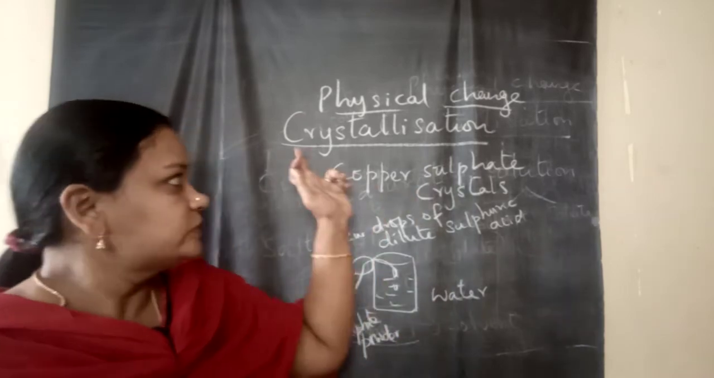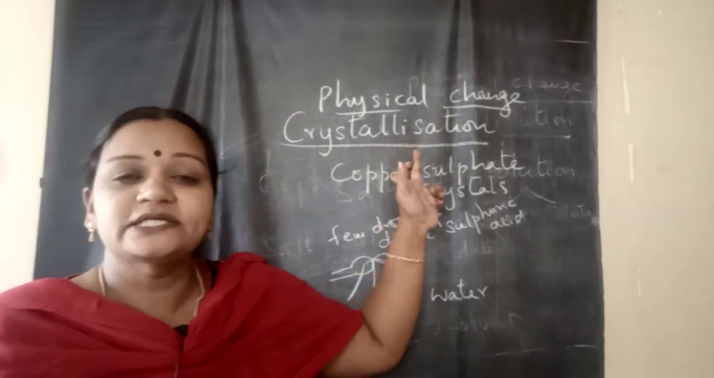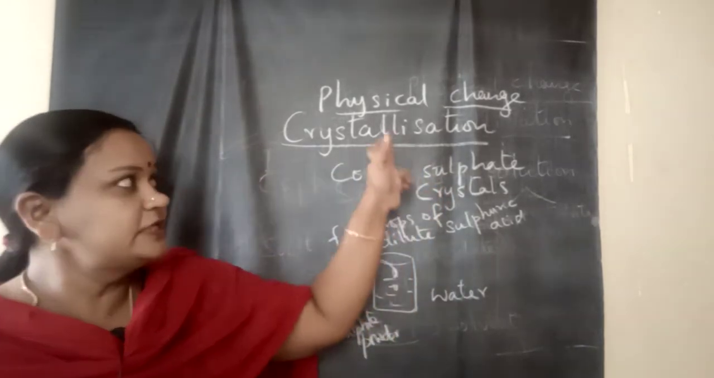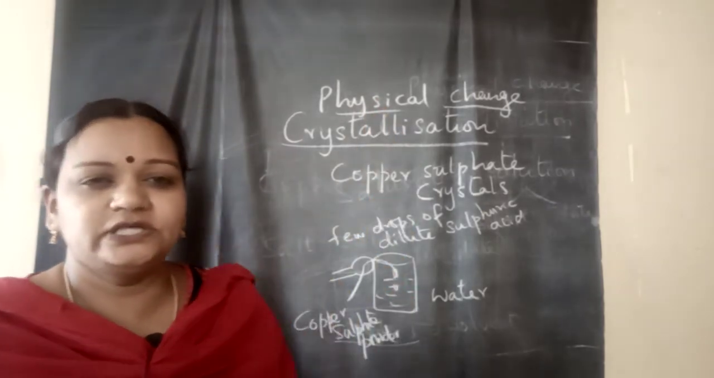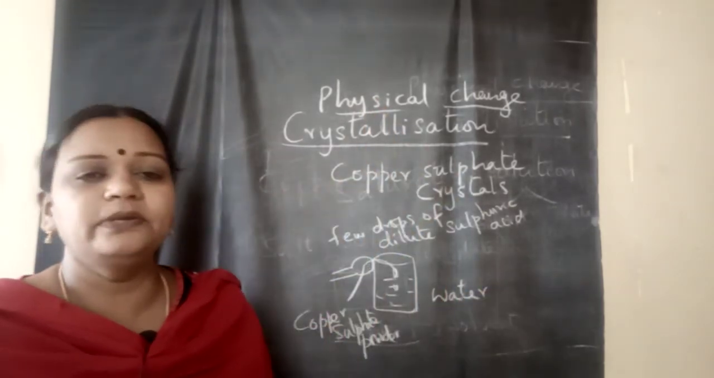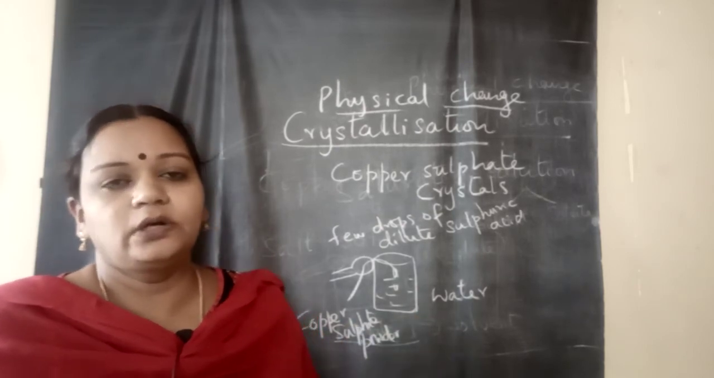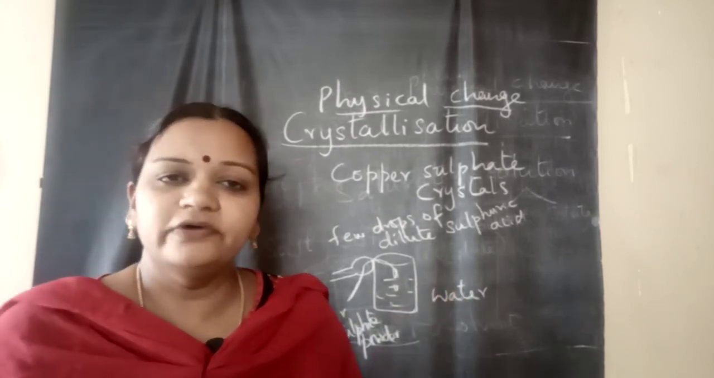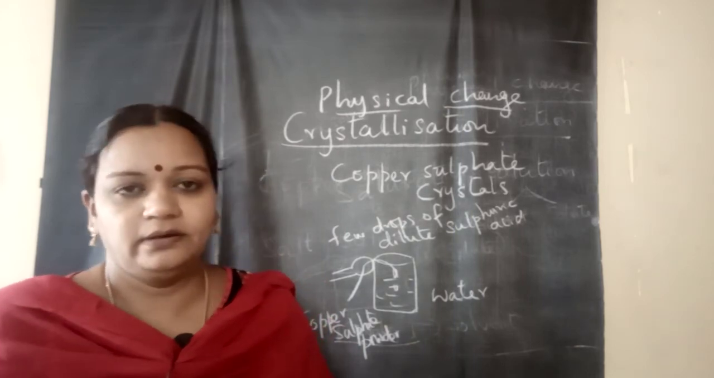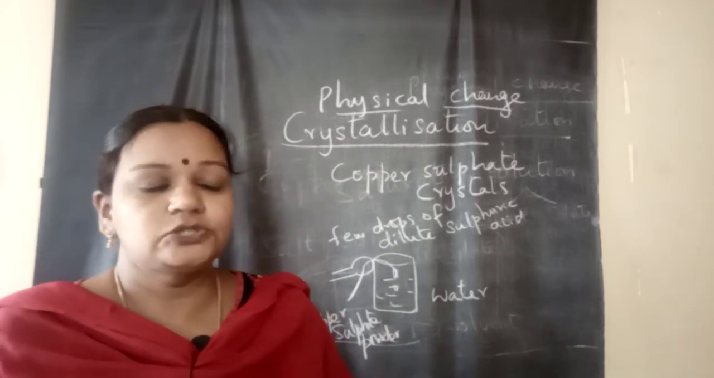So that is one process. This process is called the crystallization process, and it is one example of physical change. Why? Because it can be reversed. Again the crystals can be dissolved in water, and again it is a reversible change. So it is a physical change.